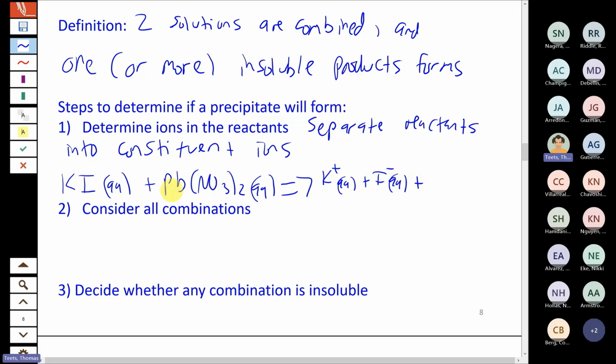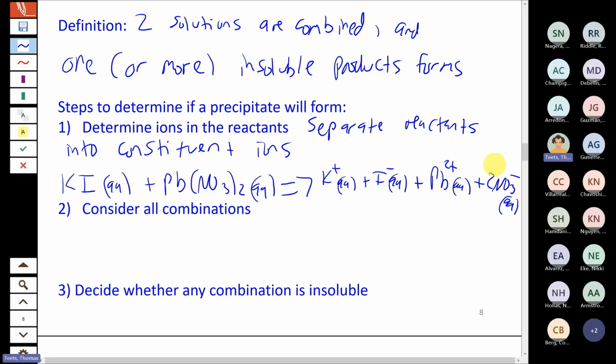And then when we have lead nitrate also dissolved, we get lead 2 plus. If we care about stoichiometry, remember that lead nitrate has two nitrates in the formula, NO3 twice, so we would get 2 NO3 minus. It's not super important that you have the coefficients all there. If you're just trying to identify what the precipitate is, you just have to know what ions are present, not necessarily how many there are.